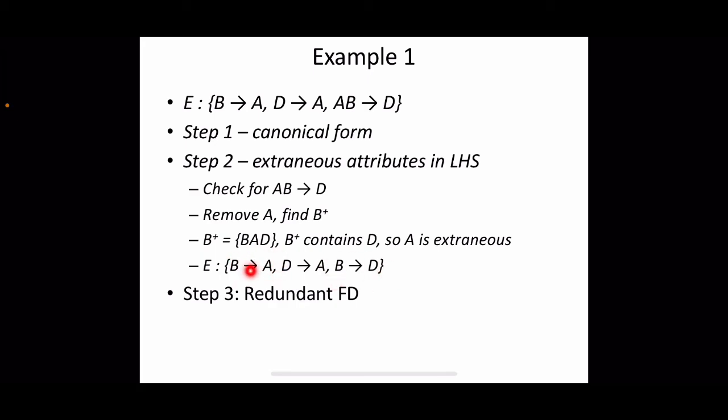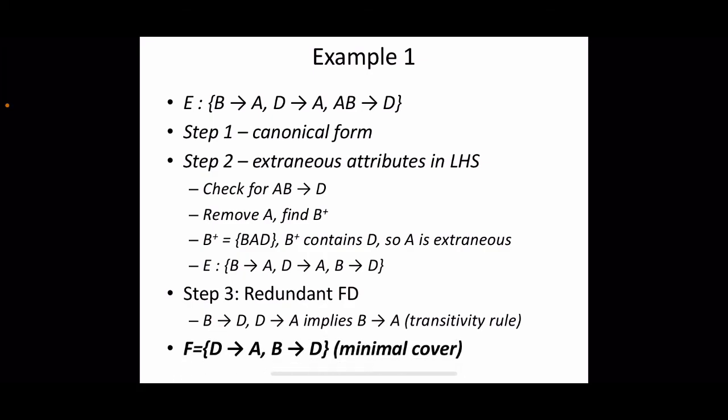We can remove this. So after removing that extra dependency or redundant dependency, we will get the new set as D determines A and B determines D. We remove B determines A because it is redundant. So this is the minimal cover for this E. So this set is now changed into this F. Both are logically equivalent. Okay. So this is how we can find the minimal cover of any set of dependencies.